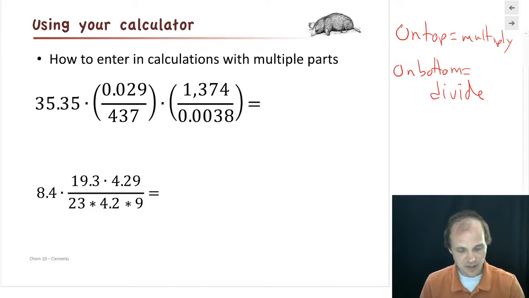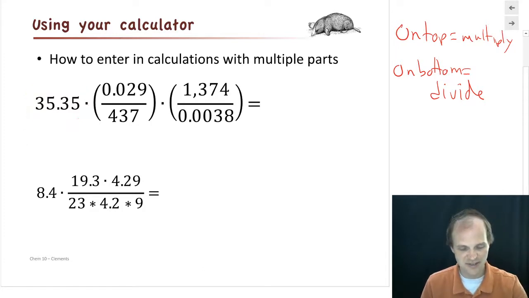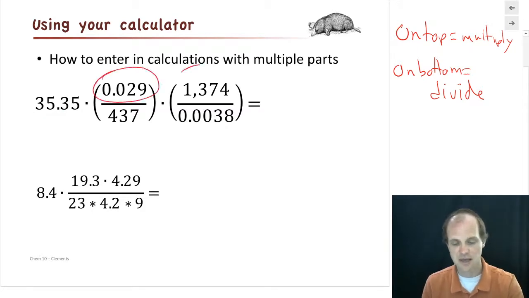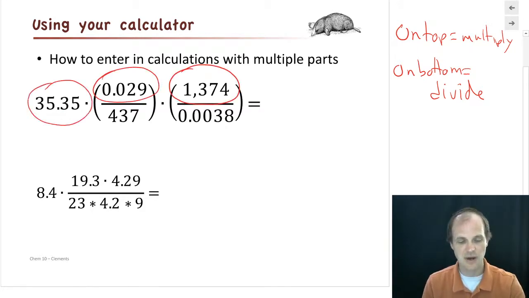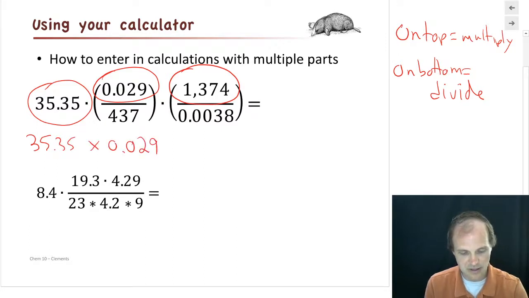So this one, since it's not part of a fraction, that isn't on the bottom, right? It's implicitly divided by 1, so 35.35 is going to be on top. The 0.029 is on top, the 1374 is on top, so all three of these are going to get multiplied by each other. And even though there are these other things occurring in there, I'm going to do all my multiplications first. And so what I'm going to type in my calculator is 35.35 times 0.029 times 1374.